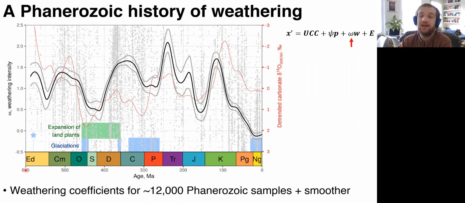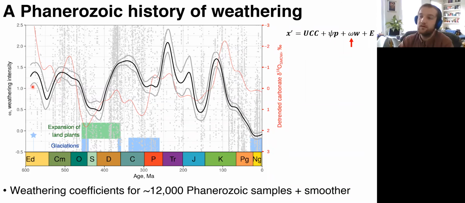And what we've done is we've calculated the weathering intensity, the omega coefficient, for all of these samples, and plotted it up here. So up here on the top would be high weathering intensity, on the bottom would be low weathering intensity. And this dark black line is simply a Gaussian smoother of this very noisy data. And you can see that this shows coherent signals. We can see that it's not simply static through the Phanerozoic.